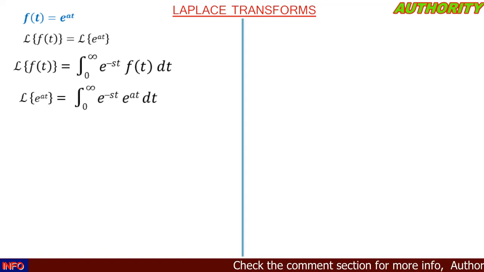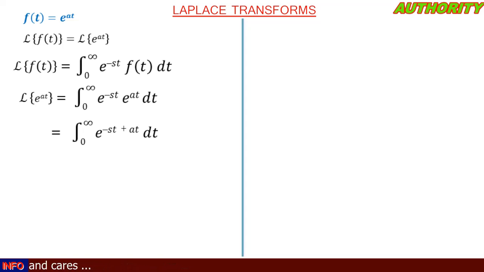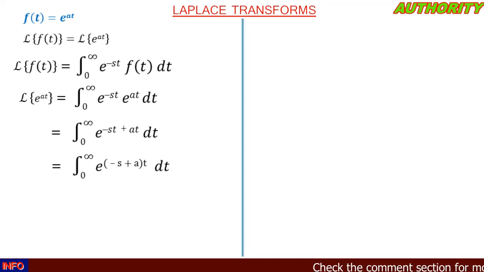Now, going with the law of indices, since the base is the same, we add their powers. So that means we're going to have the integral from 0 to infinity e raised to power minus st plus at. We have the t. Looking at this power, we have minus st plus at. We can factor out the variable t. So when we do so, we're going to have the integral from 0 to infinity e raised to power minus (s plus a) t dt.